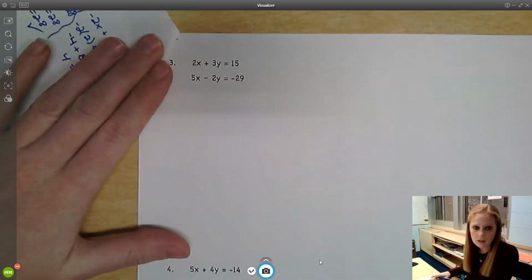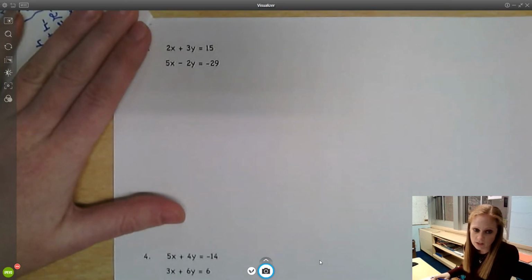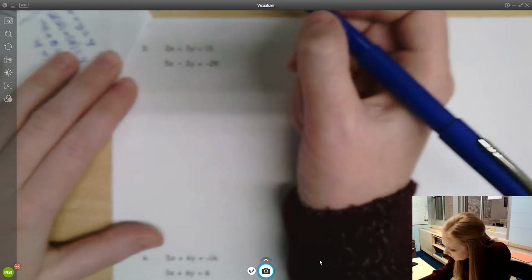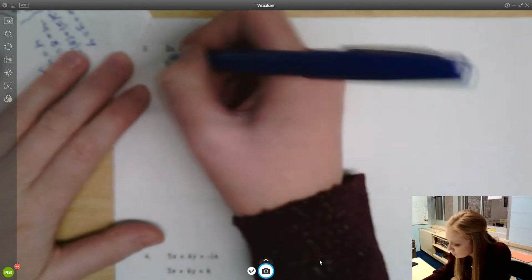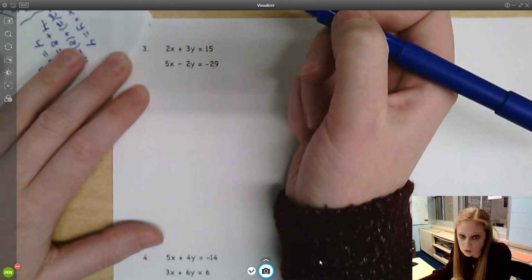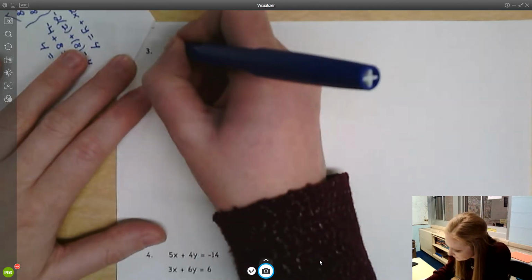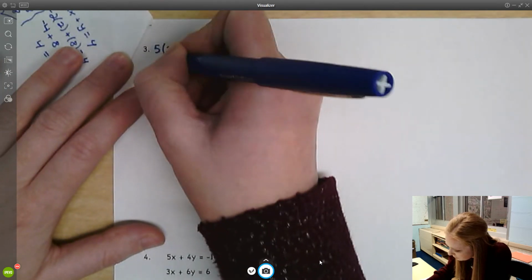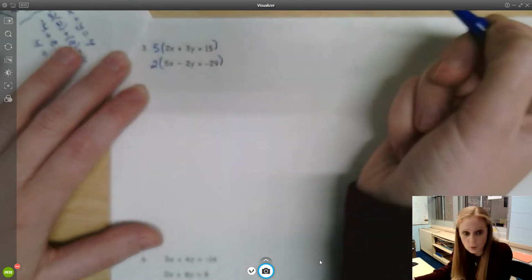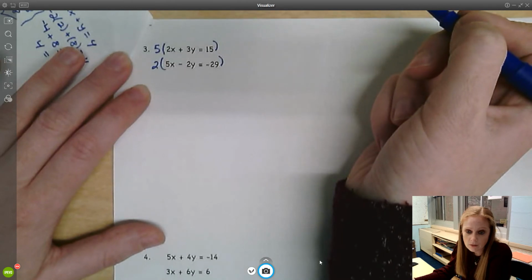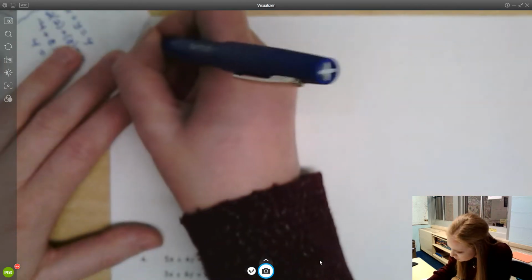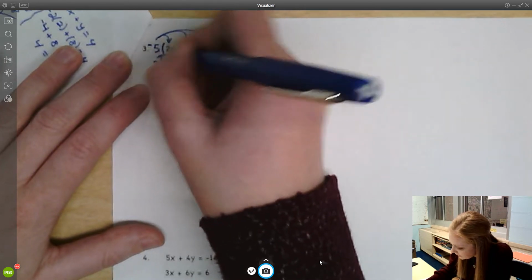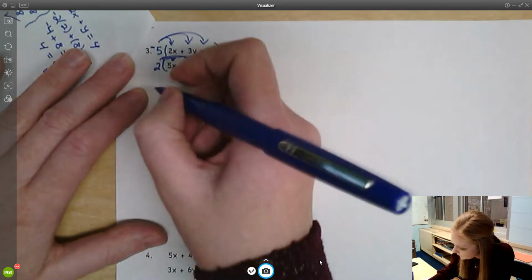Number 3. We don't have any additive inverses that are going to eliminate right away, so we're going to have to create them. So let's look at this 2 and this 5. 2 times 5, I know that that's 10, so we can make those both into 10 and negative 10. A trick here is to multiply this one by the number here, 5, and this one by the 2. And then you need to make one of them negative, so we have a negative 10 somewhere. So let's just make the first one negative. Let's multiply everything by negative 5, and then everything in this equation by 2.